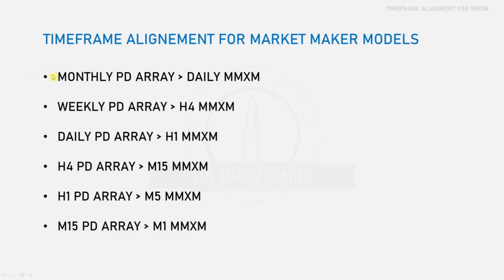Now, from monthly all the way down to the 15-minute, you can already see these are different types of personalities, right? We have the swing traders over here with the higher time frame, and then the hyper scalpers on the M15 and the 1-minute market maker models. So price is fractal, it just depends on how long you are willing to hold the trade.